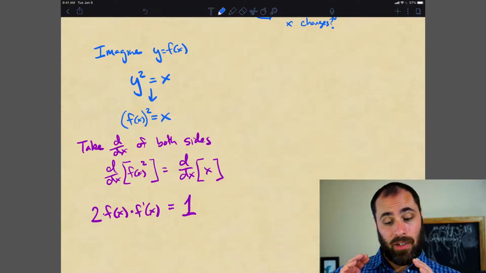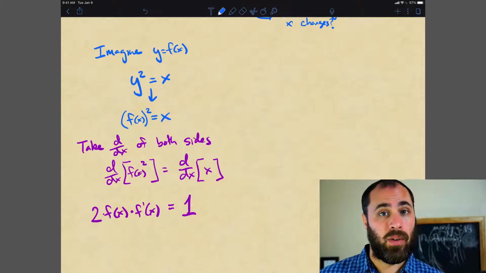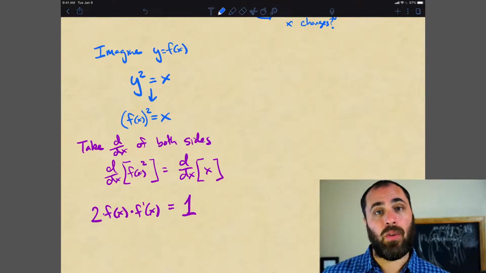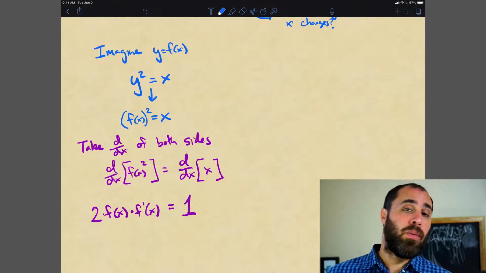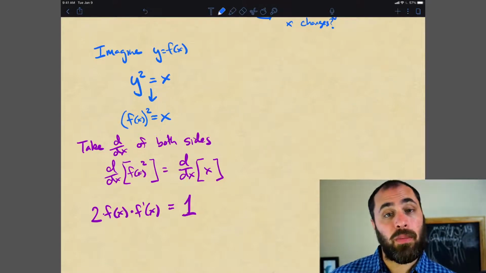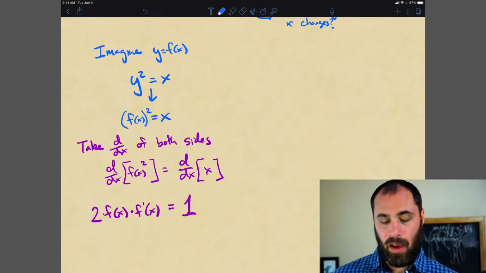So the inside function is something called f of x. The outside function is the square, or this power. So using the power rule, we bring the 2 down to the front. We drop the power to 1. We don't need to write that. But then we multiply by the derivative of the inside function. The best we can say is the derivative of f is f prime, and we get this.